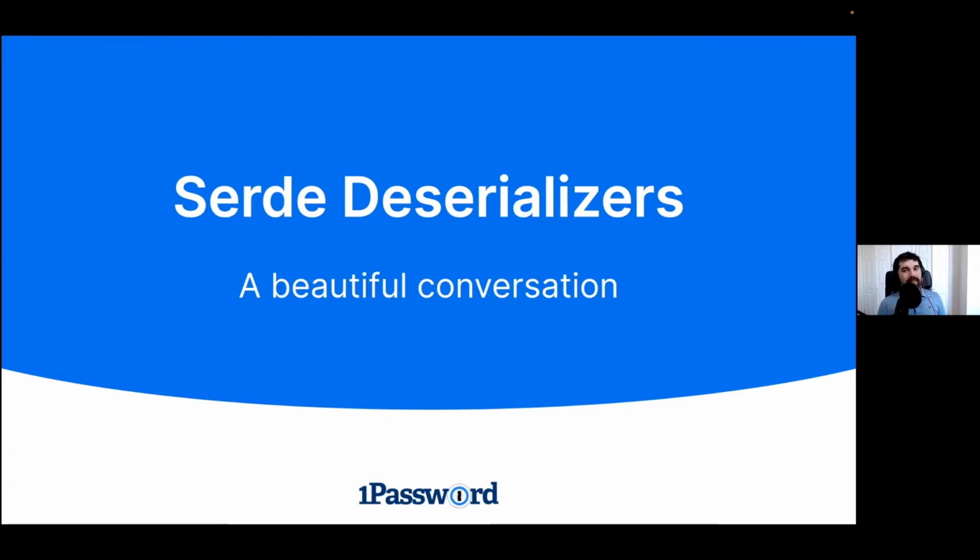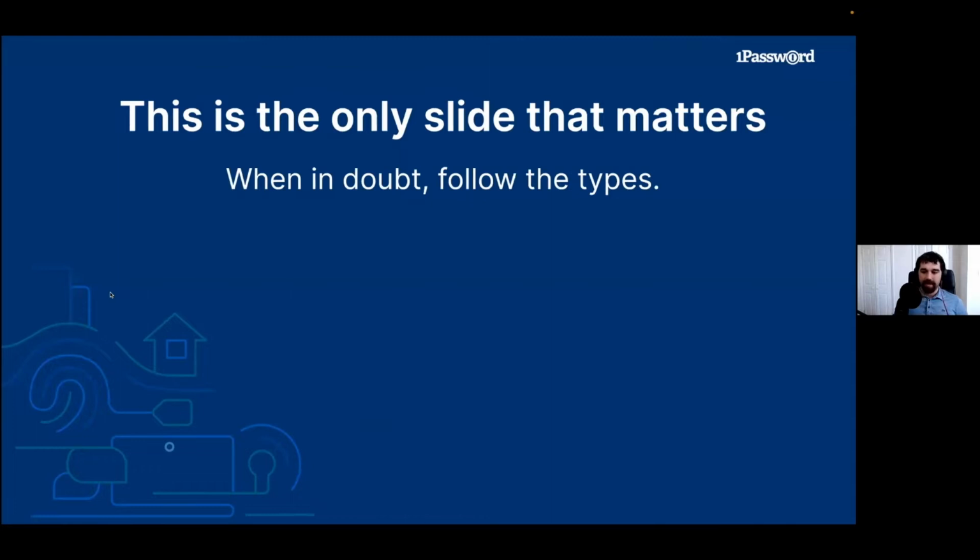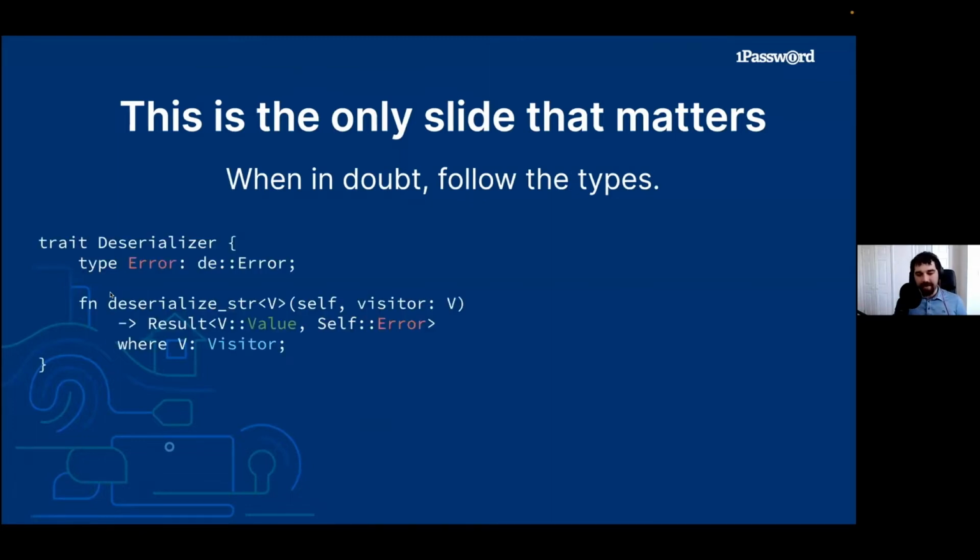This leads me to the only point that I actually really want to make about Serde. This is the point. When you're lost, when you're using Serde, if you're getting lost, if you're in doubt, just follow the types. Just as an example, here's a deserializer trait.